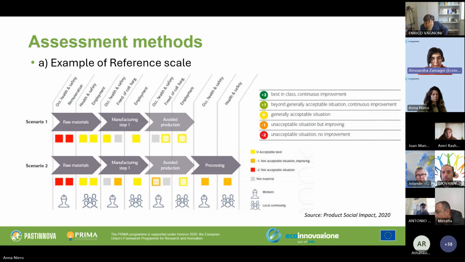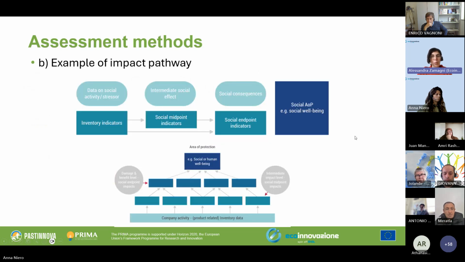So, for example, how to read this graph: in scenario 2, we see that raw materials are a hotspot in the product life cycle, for which there is the red evaluation in relation to the stakeholder workers. But we have also a local community that is affected, but for which no particular critical elements can be identified. In addition, though, this is one type of assessment. We don't have time to explain in detail when it is better to carry out a reference scale compared to other methods, but of course, if there are questions in the follow-up, we can take them on board.